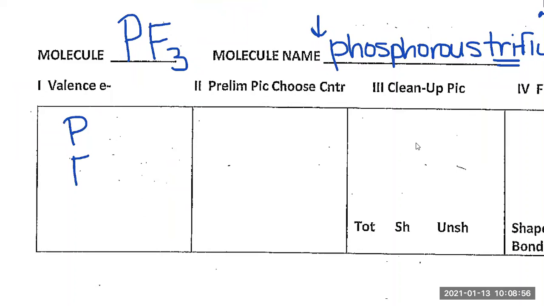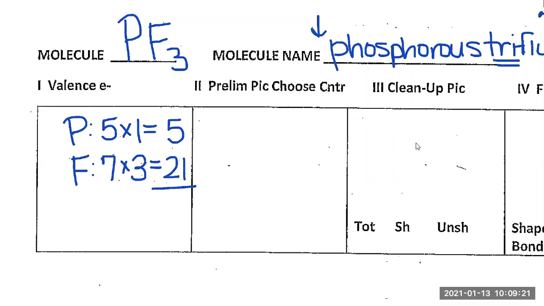All right, phosphorus, fluorine, we would go to the periodic table and look these up. Again, I'm going to skip that step, but you can just trust me on this. Phosphorus has 5 valence electrons, times 1 phosphorus in this molecule, 5. Fluorine has 7 valence electrons, and there's 3 fluorines in this molecule. That's 21. That gives me a total of 26. So my drawing needs to have 26 dots when I'm done.